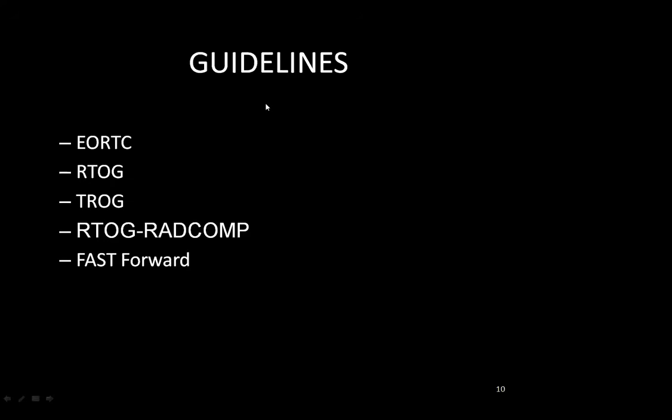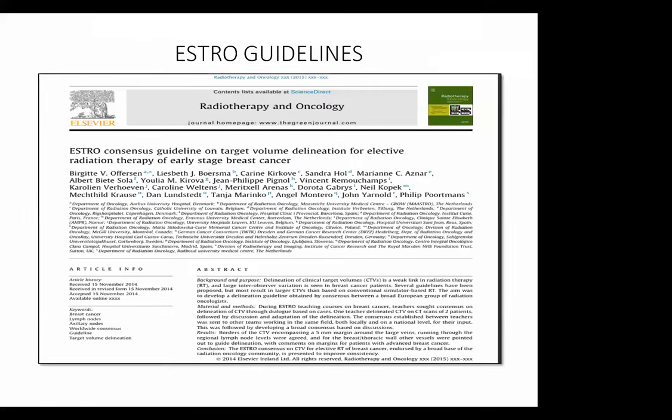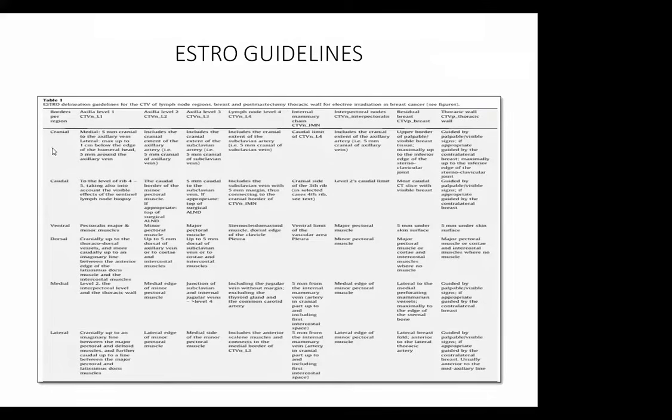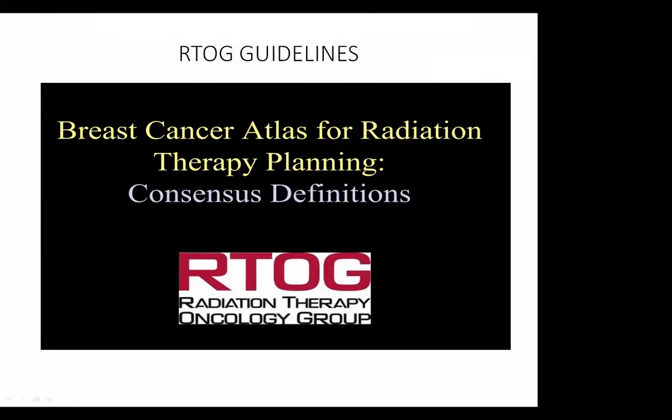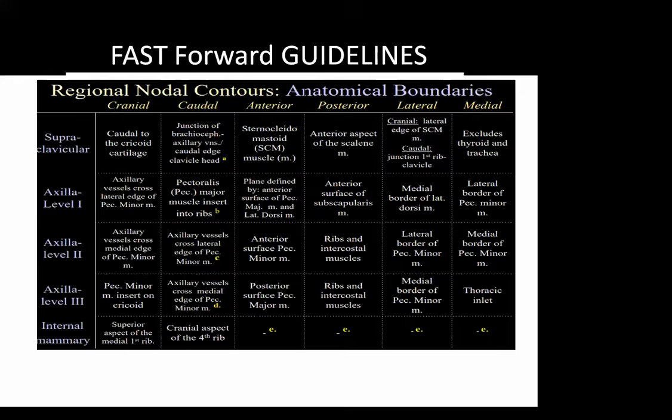There are many guidelines published: ESTRO, RTOG, TROG guidelines, RADCOMP guidelines, FAST-Forward guidelines. Always we fumble over which guideline to take, and controversies exist. For boundaries, you can go through either the musculoskeletal guidelines or the vascular guidelines. The most followed guideline in radiation practice is the ESTRO guideline. Apart from that, there are various boundaries we will go through later. Then we have the RTOG guidelines, where the volume is very large, and your lung dose and heart dose will be more.